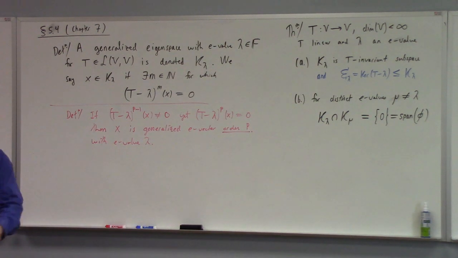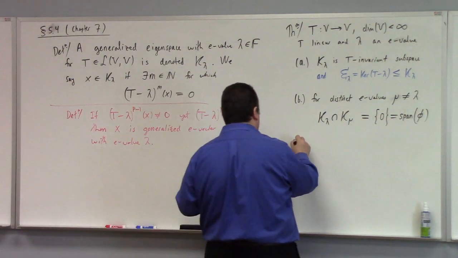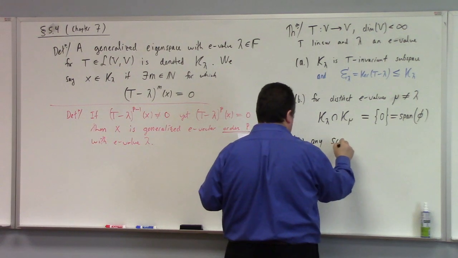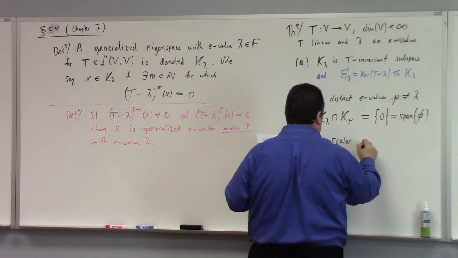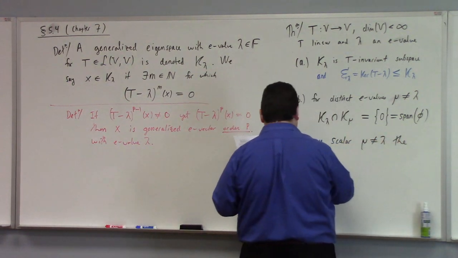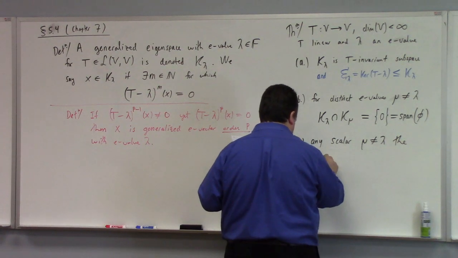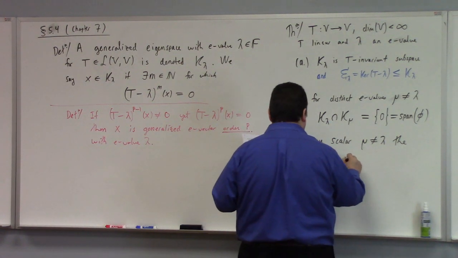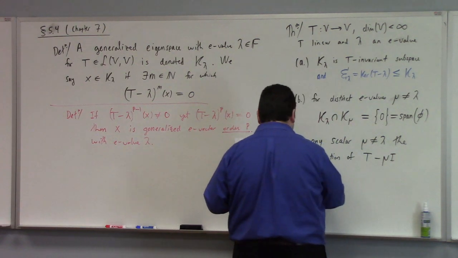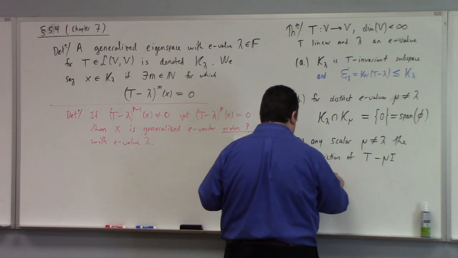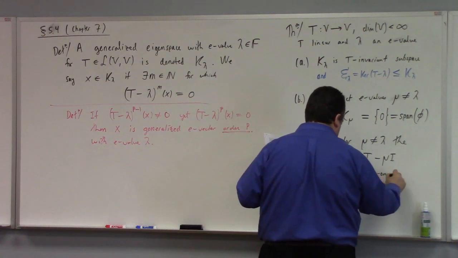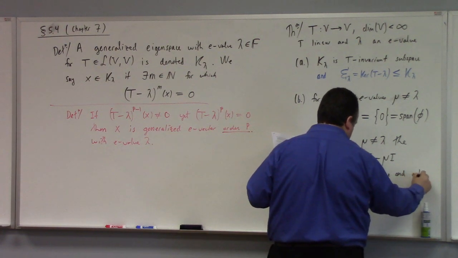And then here, for any scalar mu not equal to lambda, the restriction of T minus mu I to K lambda is one-to-one and onto.